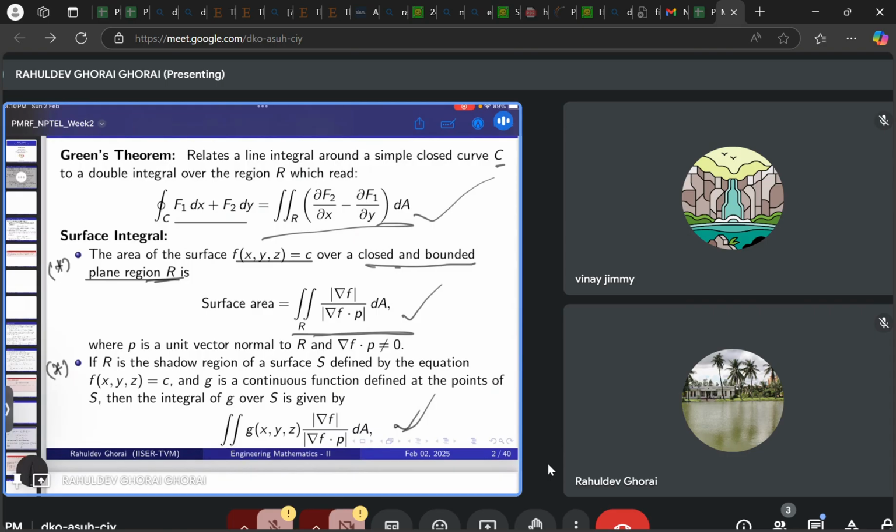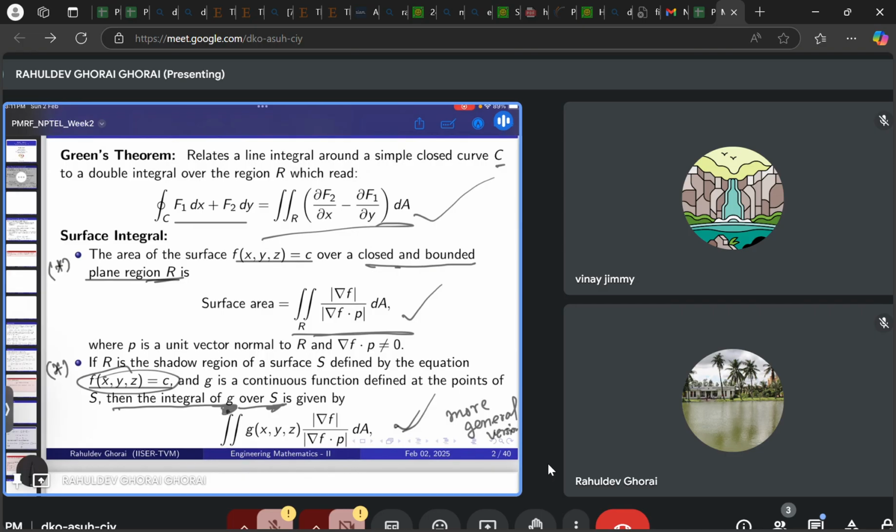Then another is the area of the surface f of x y is equal to c. If R is the shadow region of the surface S defined by the equation and g is continuous, the integral of the function g over the surface S, where S is f of x y equal to c. This is the more general version. If g of x y is equal to 1, that will give you the surface area of f of x y equal to c.